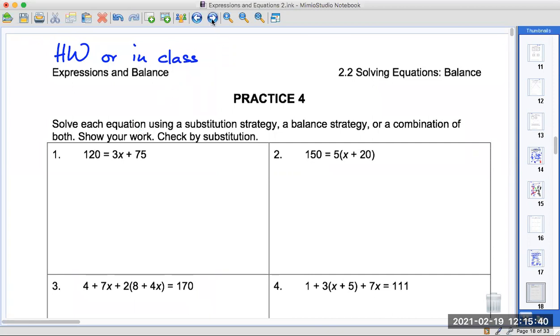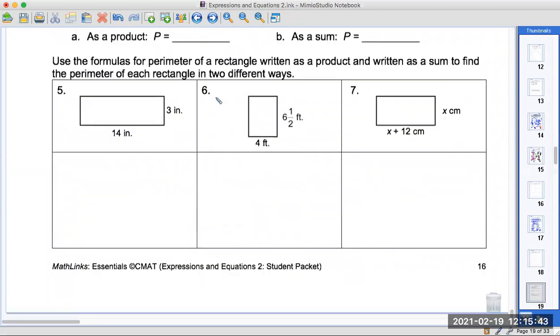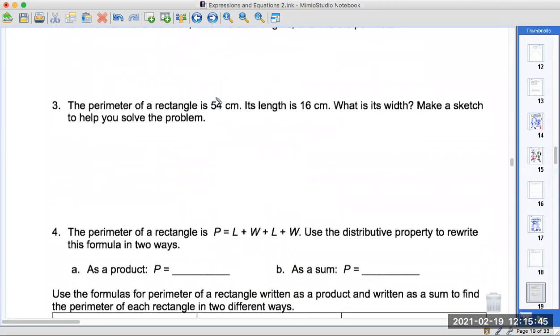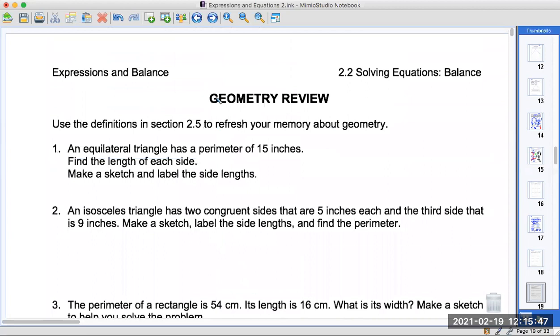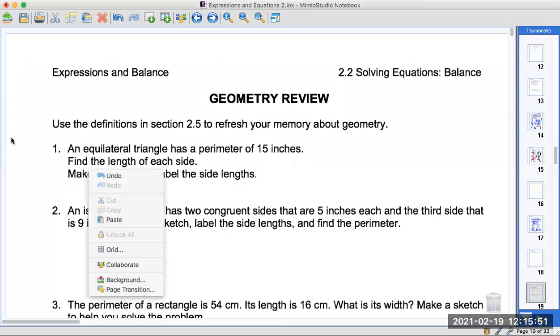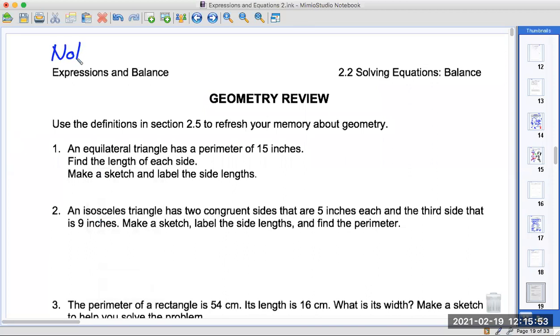But I want to get you started on the next page, which is page 16. It says geometry review. So the words, I need to make sure you understand the words. So this is notes. Geometry review. Okay, we're going to just have the teacher refresh our memory.